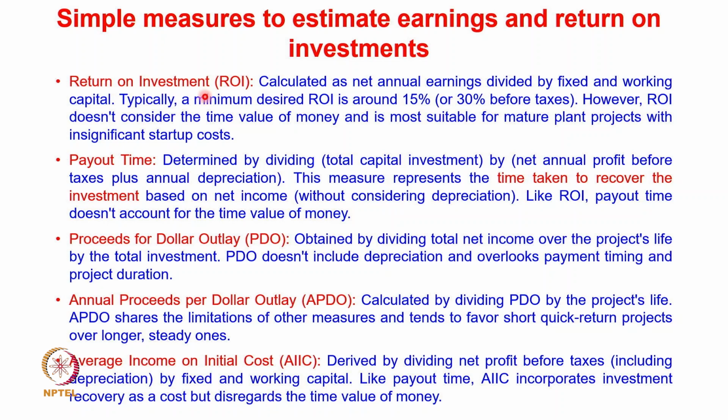So when we are talking about the return on investment, these are some of the definitions which we wanted to see here. Return on investment is calculated as net annual earnings divided by fixed and working capital. So whatever net annual earning we are having, divided by fixed and working capital, that gives us the return on investment. Typically a minimum desired return on investment is around 15%. If it is less than that, then it is not viable. This is with respect to when we have deducted the taxes, but when we have not deducted the taxes, in that case it should be 30%.